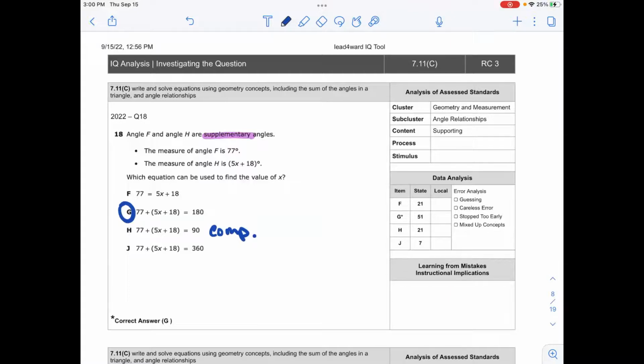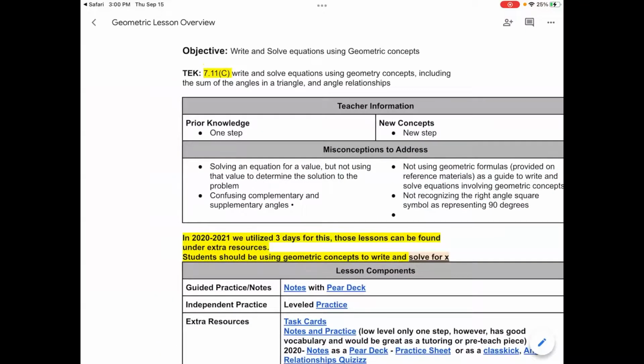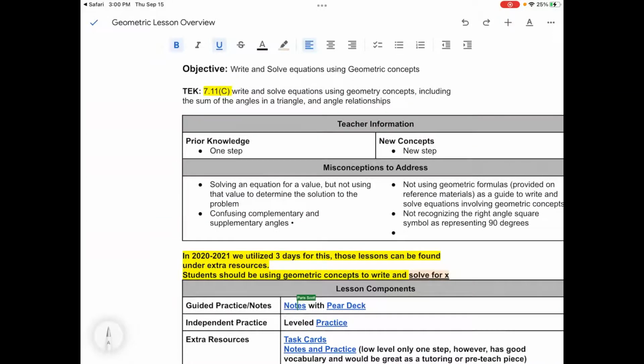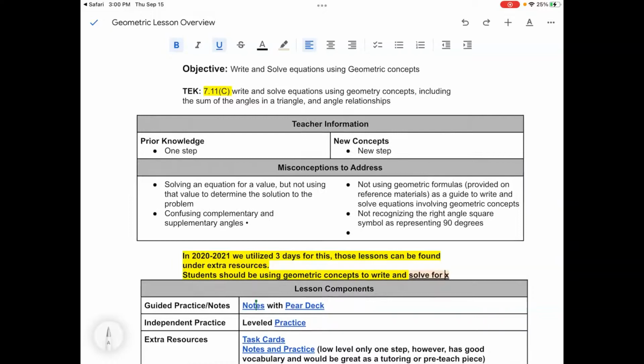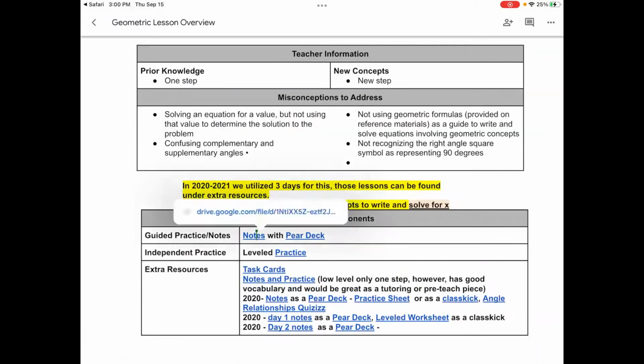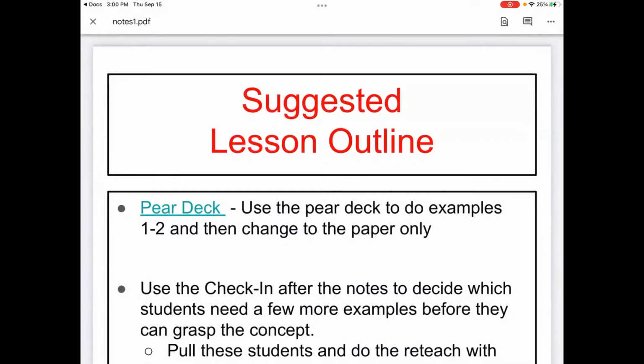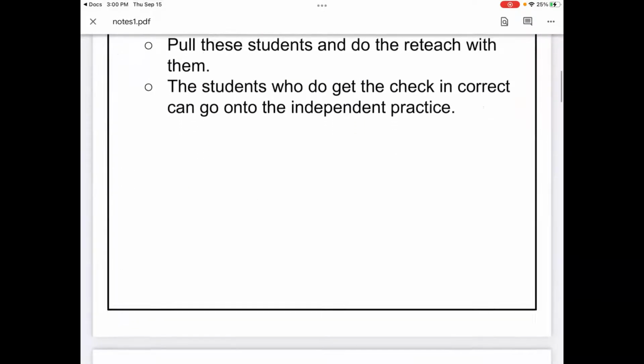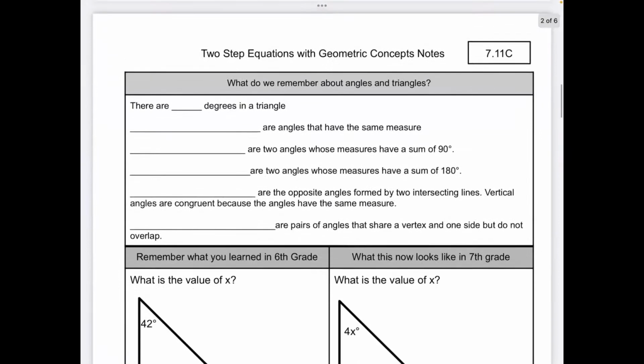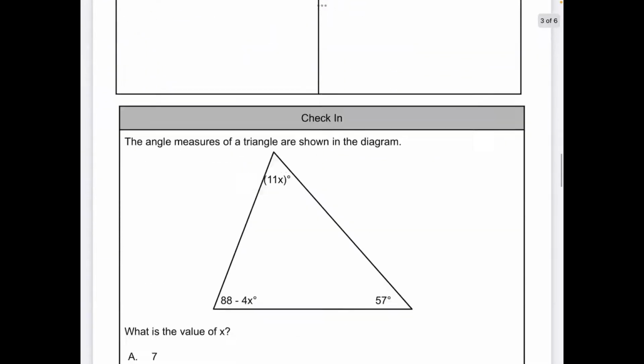Let me show you what is available to you in Eduphoria. In Eduphoria, again, the same things are available to you here. The new concepts, the older concepts. 1 step was previous, and then there's an extra step. Same misconceptions that were pointed out in the field guide are here. So there's a Pear Deck along with this, so students can follow along. And I'll just scroll down to the key for you.